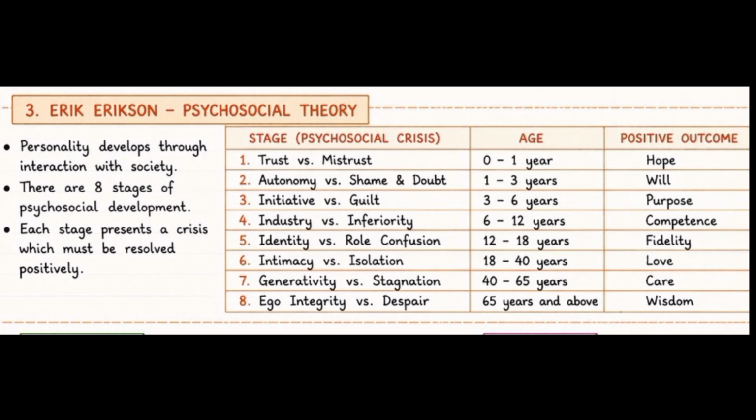And the last, ego integrity versus despair, 65 years and above, and the positive outcome is wisdom. In integrity, wisdom is the basic strength developed in this stage. All the positive personality traits of the child from the first stage to the eighth stage are integrated. And in despair, if the integration of various stages of personality traits is not possible, then the person is in despair. And these are the 8 stages of Erik Erikson.